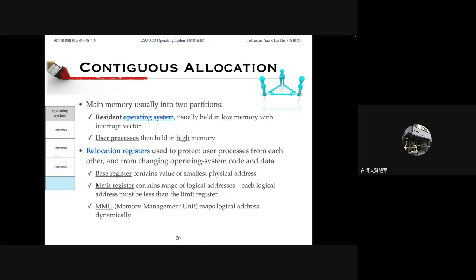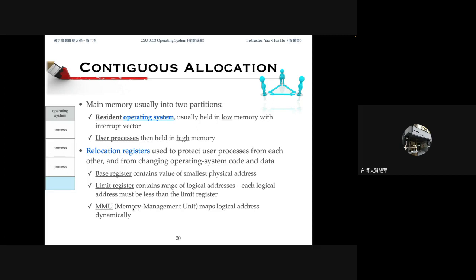Okay. Then you have a relocation register, which is used to protect the processes from each other, together with the base and limit registers. So you have base and limit registers to protect the processes, right?